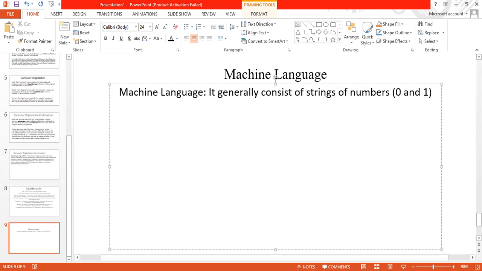They are machine dependent, meaning a particular machine language can be used on only one type of machine. So machine language is known to be what? Machine dependent.